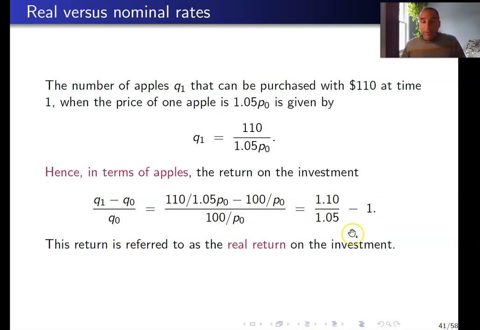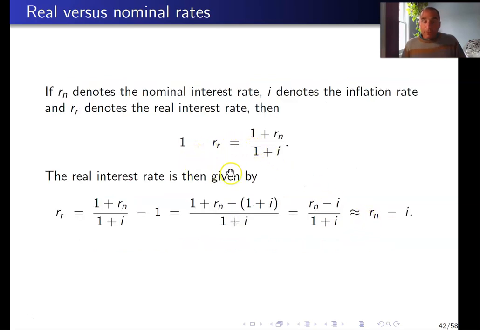So the real return on the investment is 1 plus the interest rate on the investment divided by 1 plus the inflation rate, minus 1. So this is your real return on the investment.